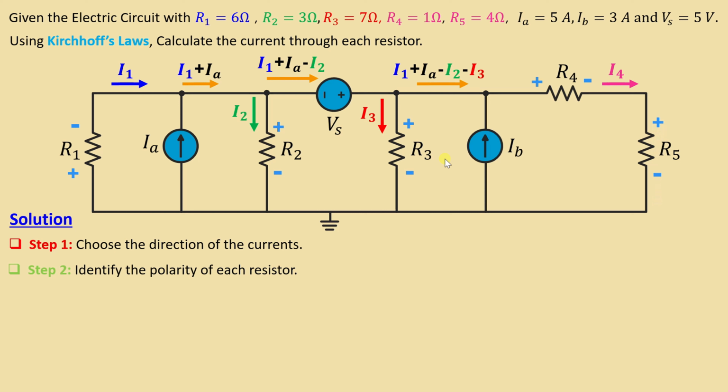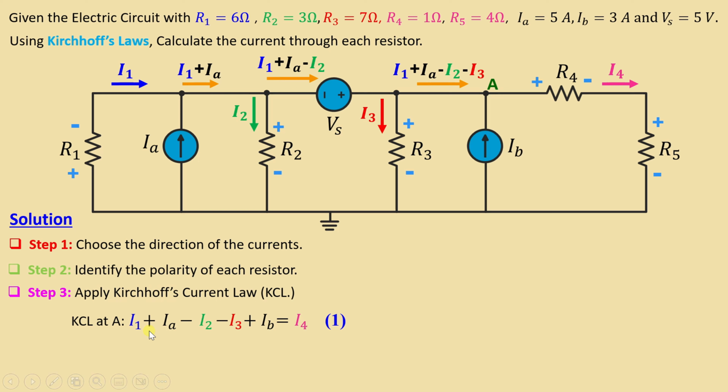After we finish step 2, we go to step number 3 to apply Kirchhoff's current law, KCL. We can see here at node A that I1 plus IA minus I2 minus I3 is entering the node, and IB is also entering the node, and I4 is leaving the node. Then we can write KCL at A: I1 plus IA minus I2 minus I3 plus IB is equal to I4.